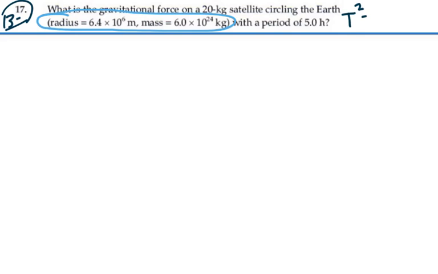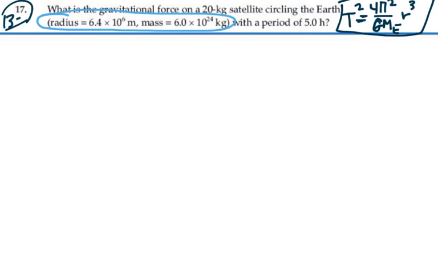Period squared should be equal to 4 pi squared over G times the mass of the central body, in this case the Earth, times the radius of the orbit cubed. So if we employ Kepler's third law, we can get the radius of the orbit, and that's what we need.